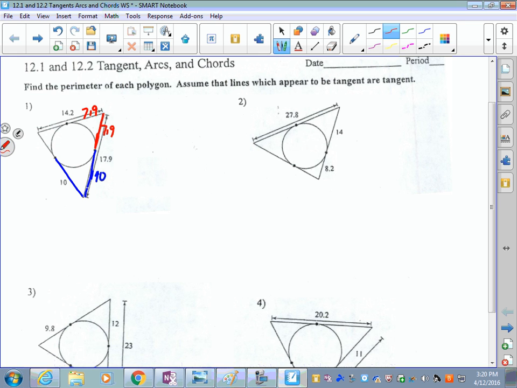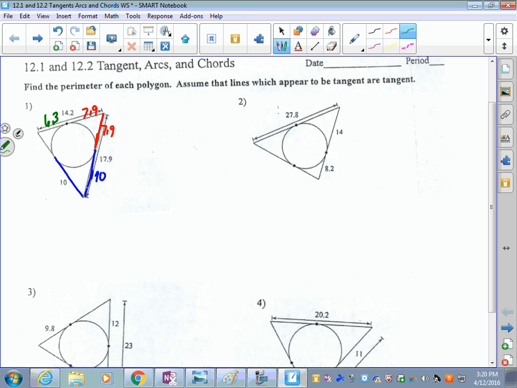It's a pattern. We're just going to follow the pattern. And we know that this whole side is 14.2. So we need to find the remaining piece. Which one is it? 6.3. Yeah, 6.3. Oh, that's the wrong color. All right, so our remaining piece is 6.3.